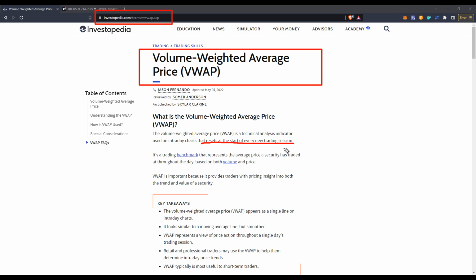I'm going to provide a hint: how can you try to use what happened the day before as a possible trading setup. It's a trading benchmark that represents the average price a security has traded throughout the day, based on both volume and price. So that's quite important.